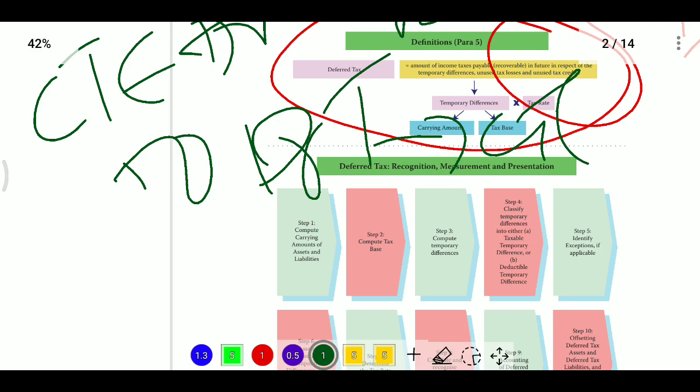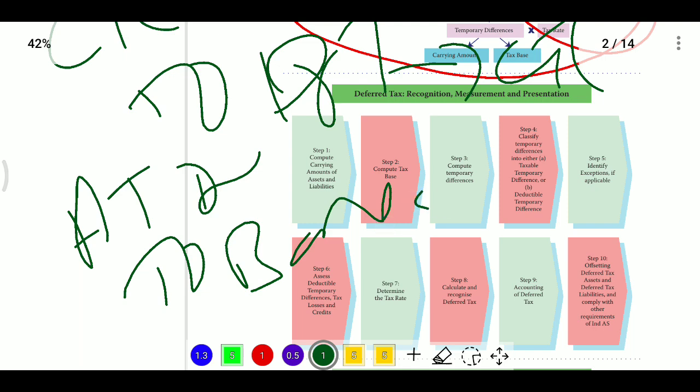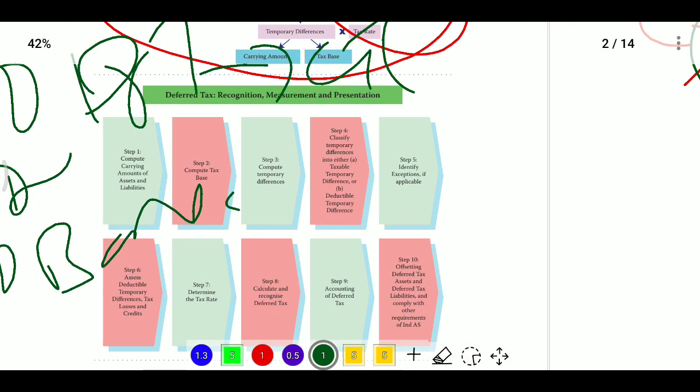Now if we paid any advance tax, what will be the entry? Advance tax amount debit, bank credit. What comes in is debit, what goes out is credit. It is relating to current tax.